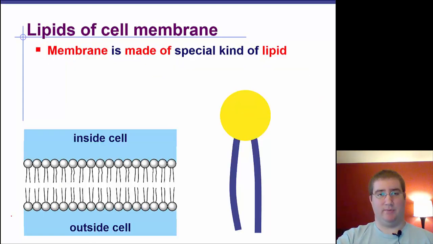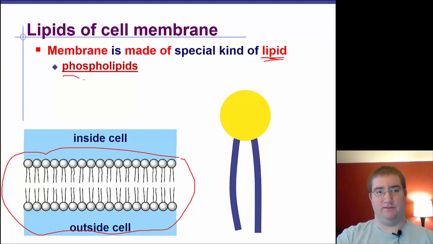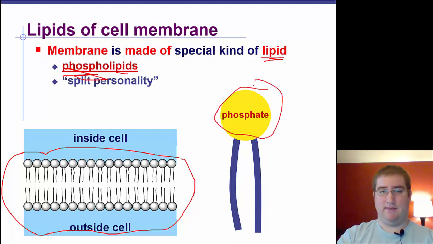If we zoom in on the cell membrane, we can see that the cell membrane looks like this down here. It has that double layer structure. The membrane is made up of a special kind of lipid. It's not just any olive oil or butter mixture. It's a special kind of lipid known as a phospholipid. Phospho, and then we have a lipid. It's known as having a split personality. The top is known as a phosphate head, and then you have two fatty acid or lipid tails. So this entire thing is known as a phospholipid, a phosphate head and two lipid tails.